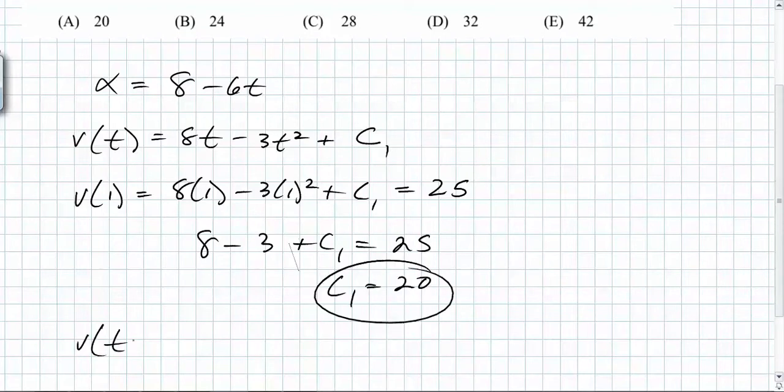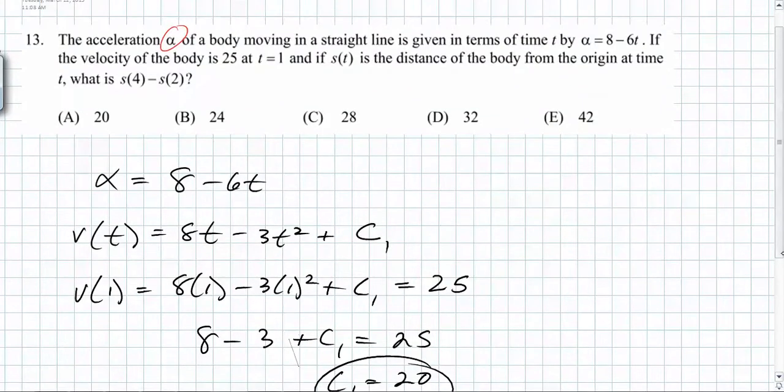So now every time you do this, I highly recommend just ejecting back to what you were trying to find before, which was what is the velocity. You now can accurately describe the velocity as being 8t minus 3t squared plus 20. Now this right here represents, just to give you the short way of doing this, the position at 4 minus the position at 2.